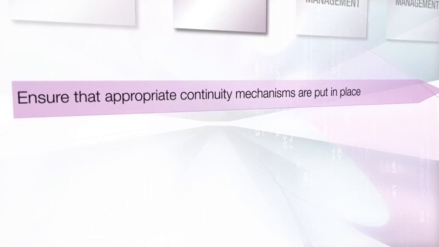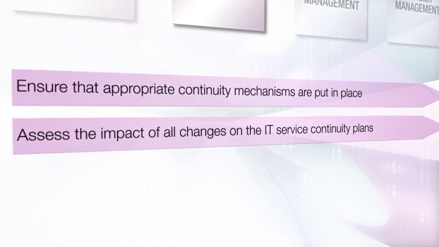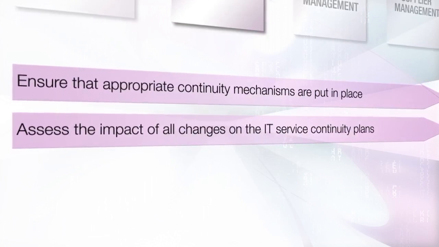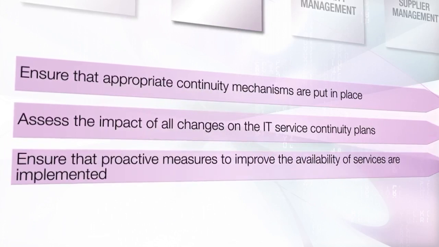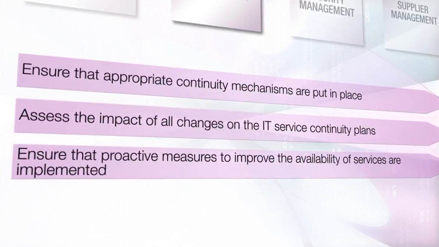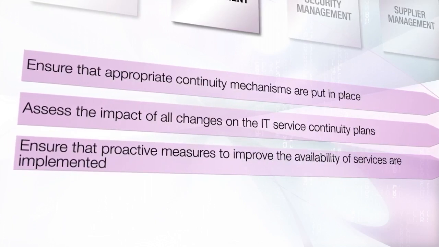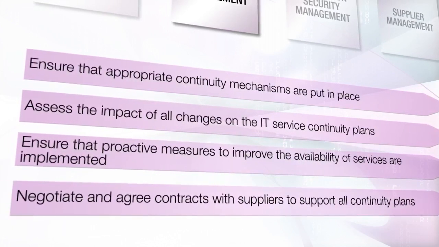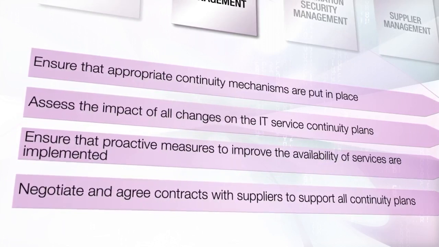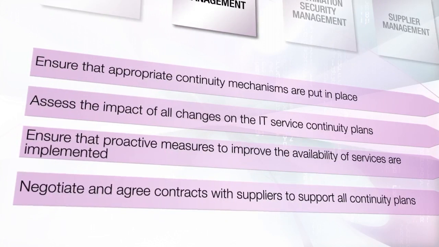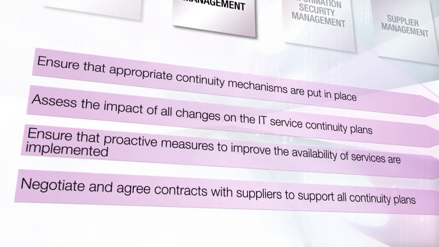targets. The impact of all changes on the IT service continuity plans should be assessed, as well as their supporting methods and procedures. Proactive measures to improve the availability of services should be implemented wherever it is cost justifiable to do so. Finally, the process should negotiate and agree contracts with suppliers for the provision of the necessary recovery capability to support all continuity plans, but always in conjunction with the supplier management process.